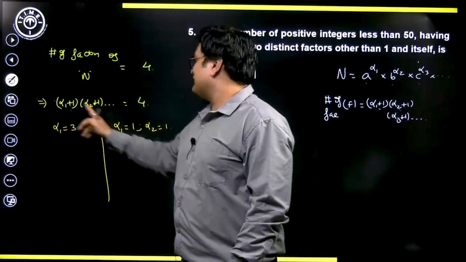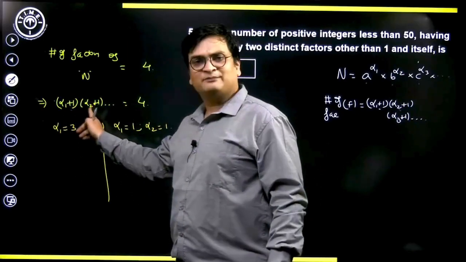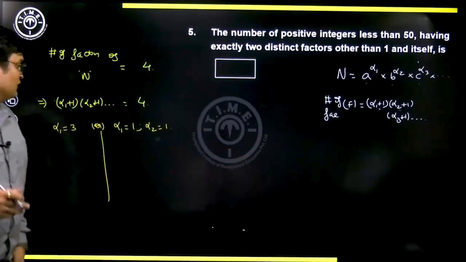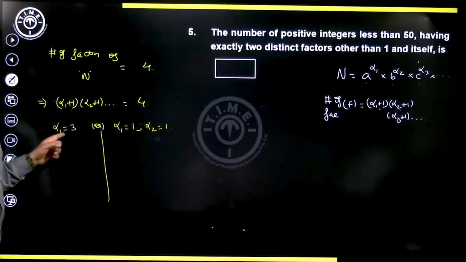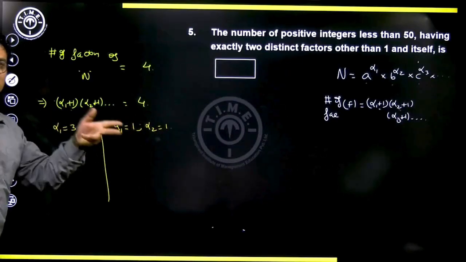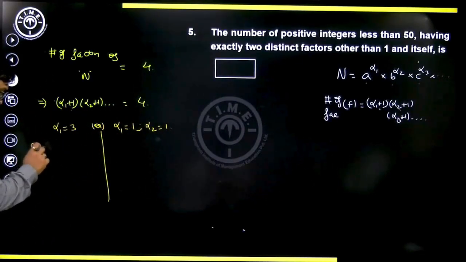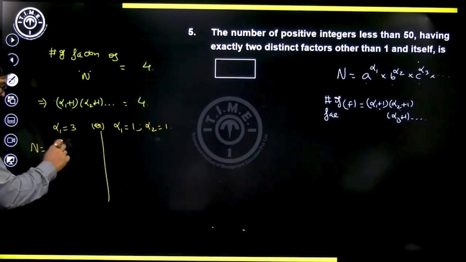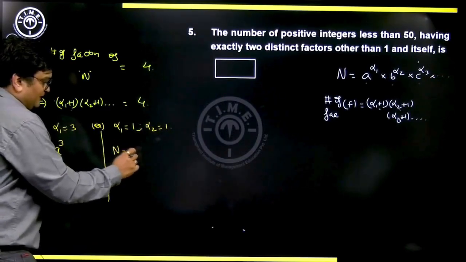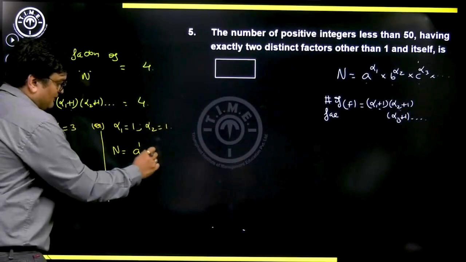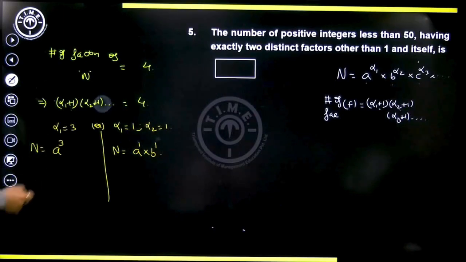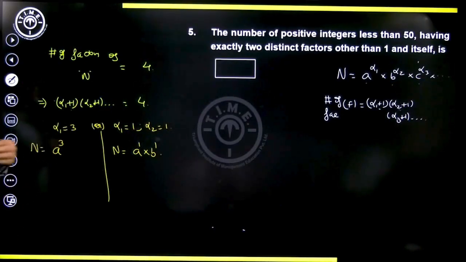Second, if alpha 1 and alpha 2 are both 1s, then (1 plus 1) into (1 plus 1) is 2 into 2, which is 4. That's the only way, 2 ways in which you can get 4 factors. So that means we are looking for numbers of the type where the power is 3, or the numbers of the type where the powers are 1 and 1. So can I say, based on this, the number n should be of the type a to the power 3, where alpha 1 is 3, only 1 prime factor, or n should be a power 1 into b power 1 type of number, where a and b are prime numbers.